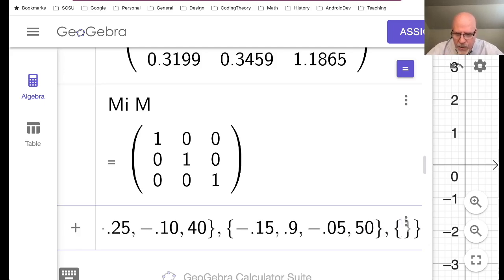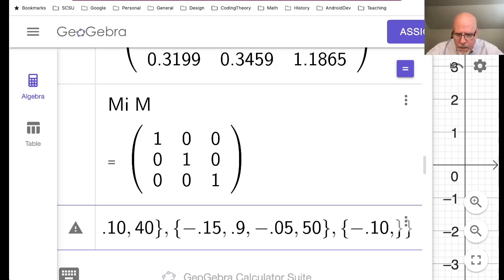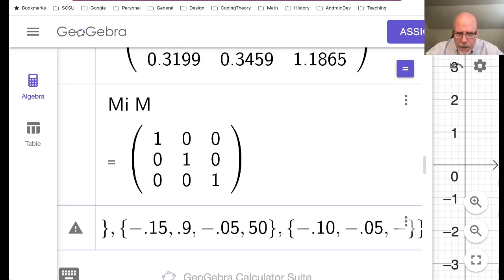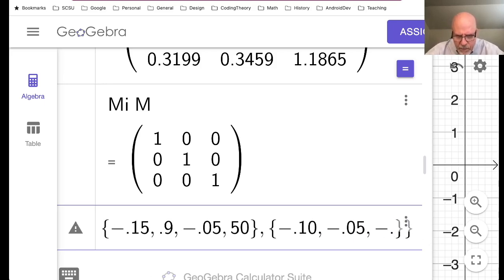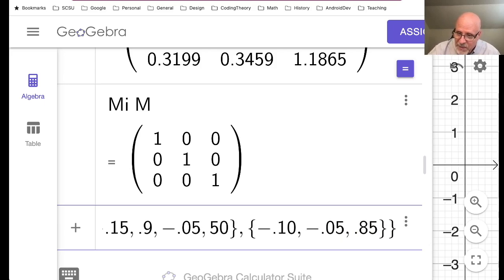And in our last row, it's negative 0.10, negative 0.05, negative 0.85. Why, no, not negative, positive, because this is the 3-3 position, so that's the 1 minus part. And we need something in the augmented column for this one. It was 40, 50, 60, yeah.